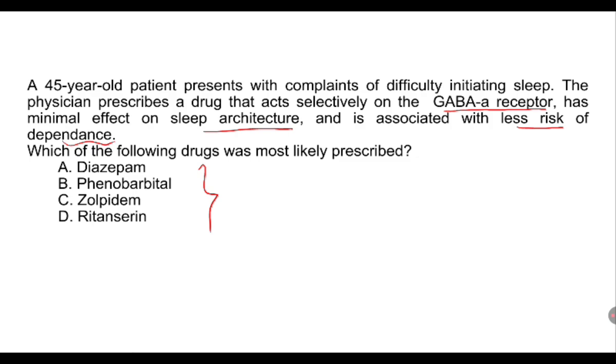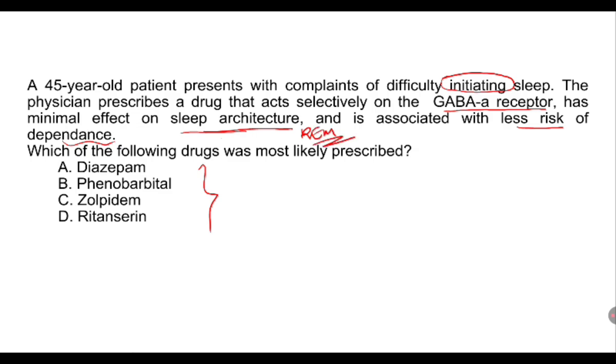The catch point is that the patient has difficulty initiating sleep, and the drug should act on the GABA A receptor with minimal effect on sleep architecture and lesser risk of dependence. Sleep architecture means less interference with the REM sleep pattern.